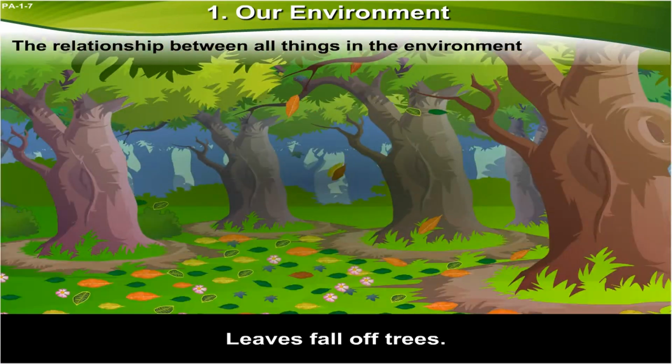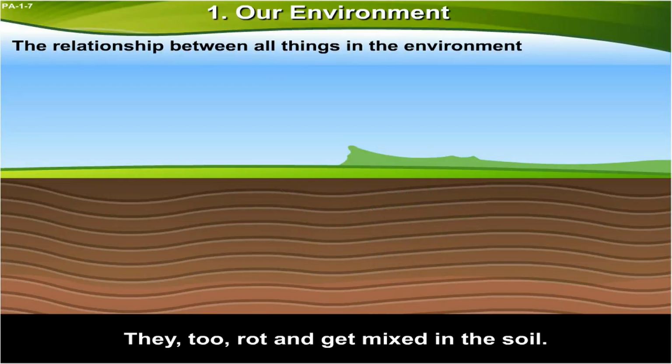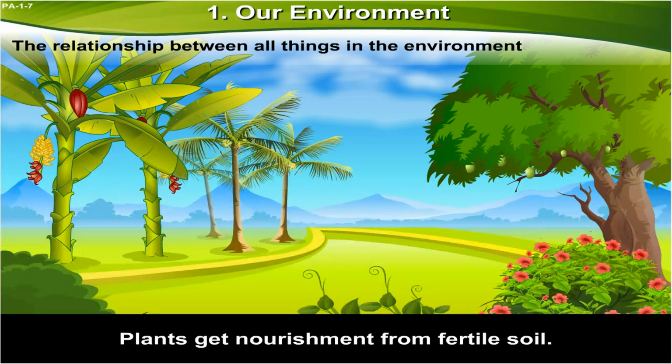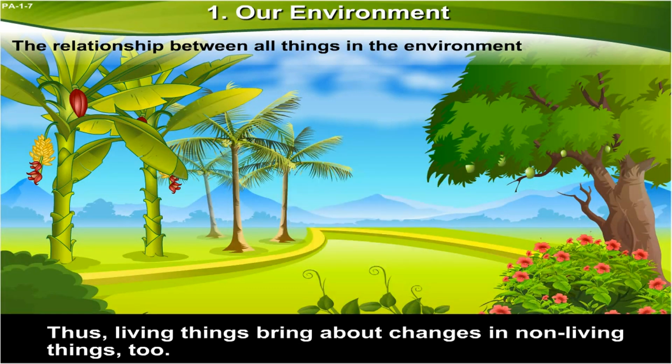Leaves fall off trees. They too rot and get mixed in the soil. This makes the soil fertile. Plants get nourishment from fertile soil. Thus, living things bring about changes in non-living things too.